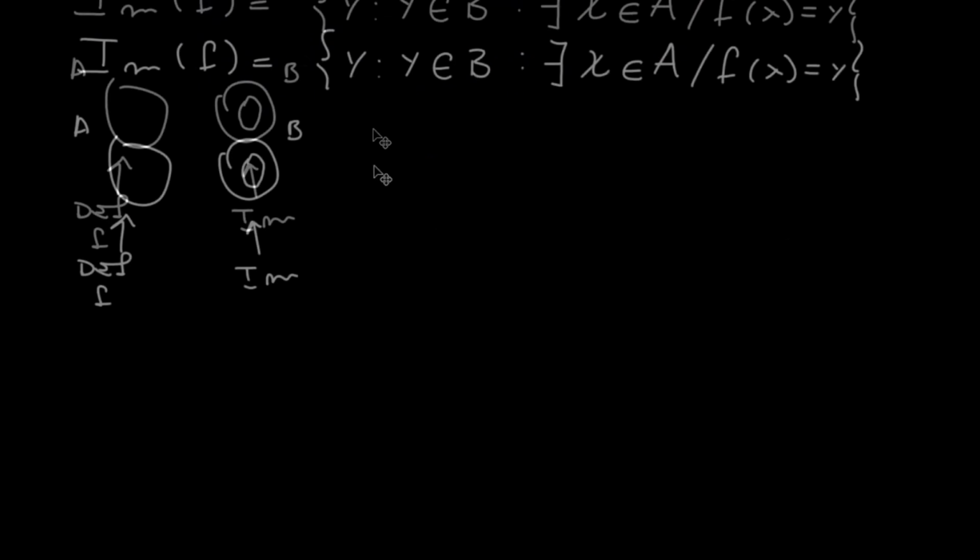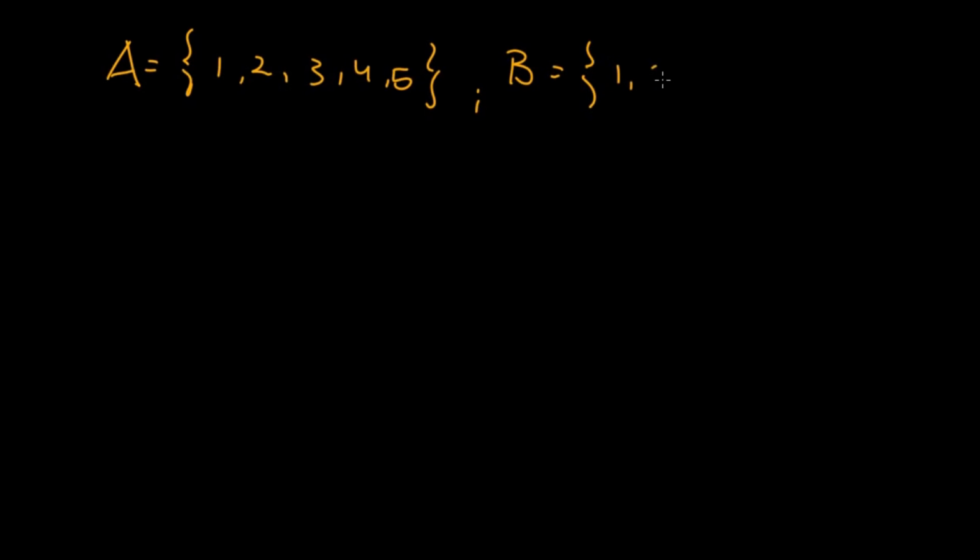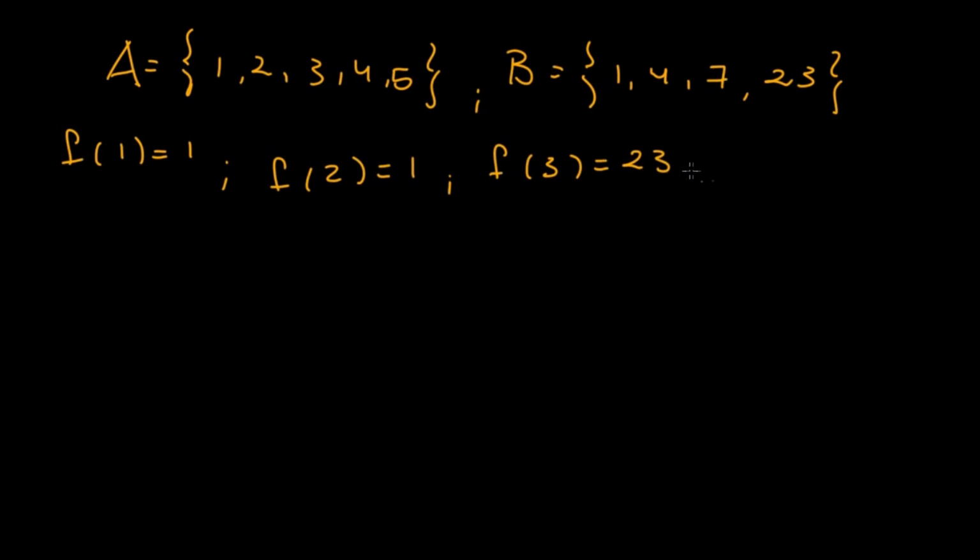So back to our earlier example, I'm going to write my sets again. I have A, it was 1, 2, 3, 4, and 5, and my set B was 1, 4, 7, and 23. f of 1 equals 1. f of 2 equals 1. f of 3 equals 23. And f of 4 equals 4. And f of 5 equals 4.